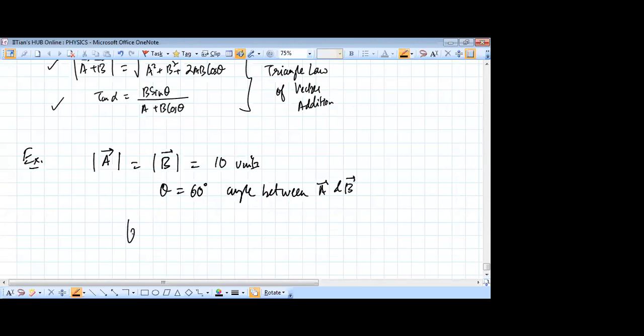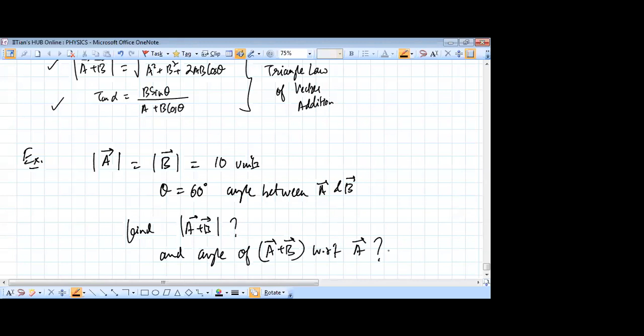So you have to find the magnitude of A plus B and the angle of the resultant A plus B with respect to the vector A. With respect to A, how much angle does this resultant make? Just work this out quickly. So you have to just use the formula which you can see above.